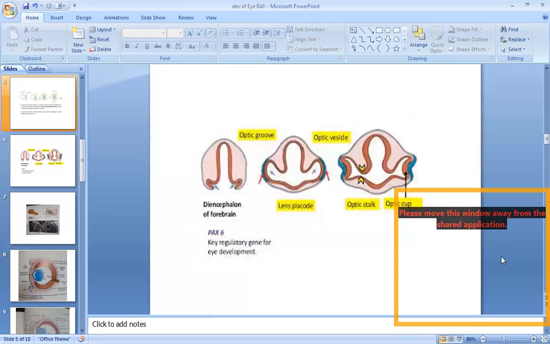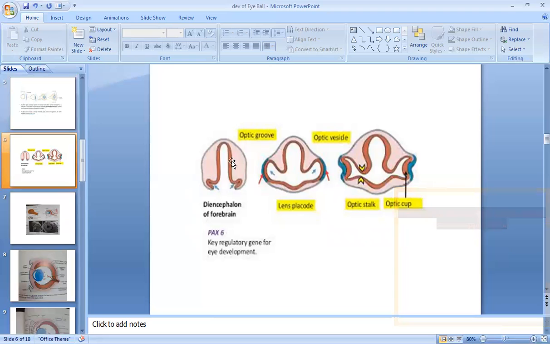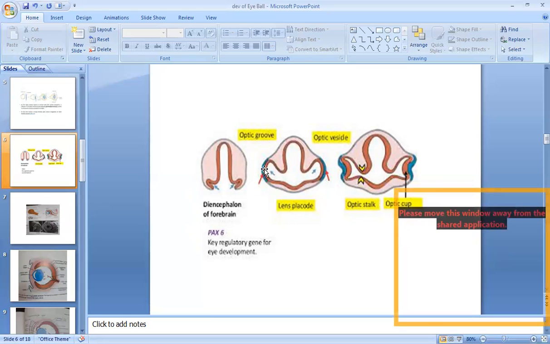In the next picture, you can see the previous one as well. This is the diencephalon, forebrain, and these are the small vesicles, and with the passage of time they have grown, and the surface ectoderm has come in contact with this. Previously the surface ectoderm was outside, and now it is in contact with this.